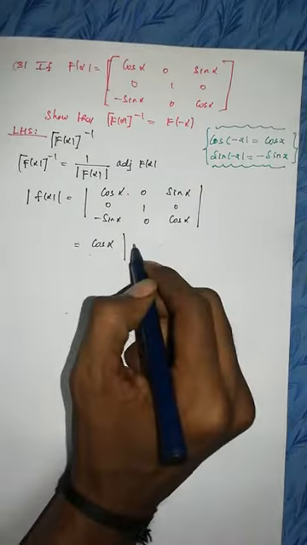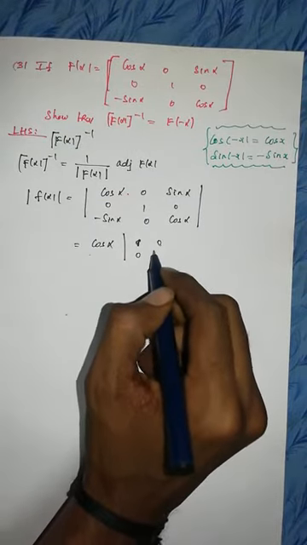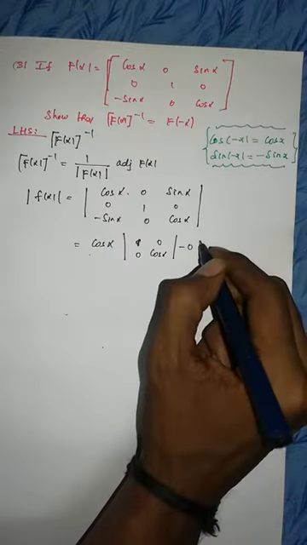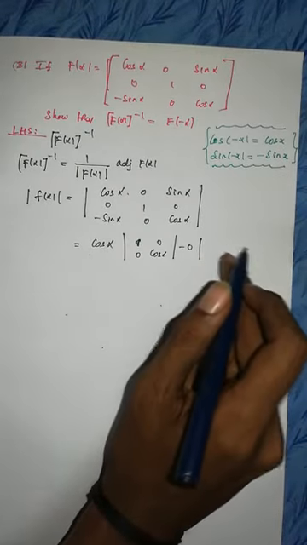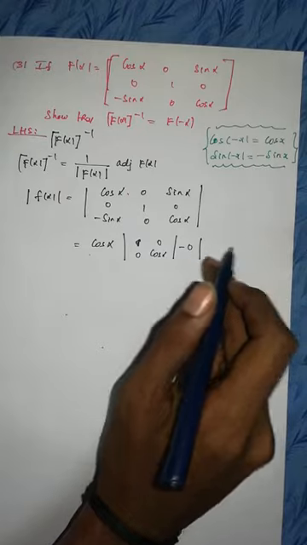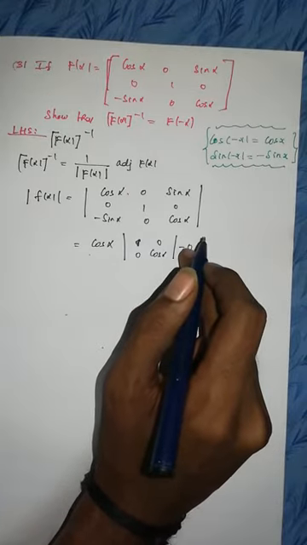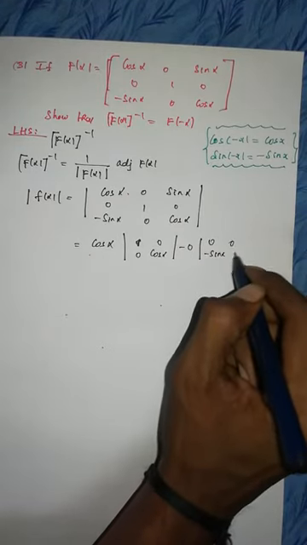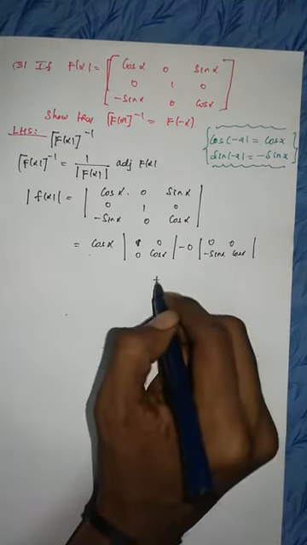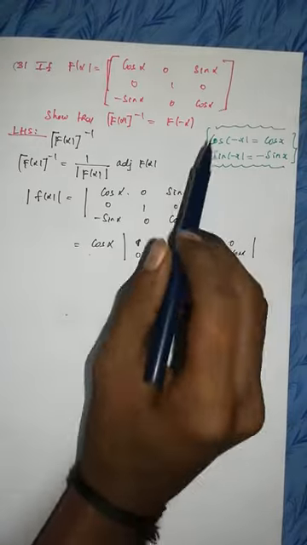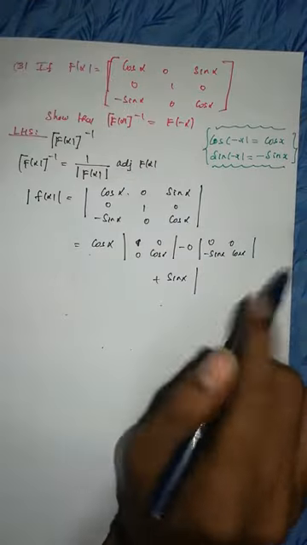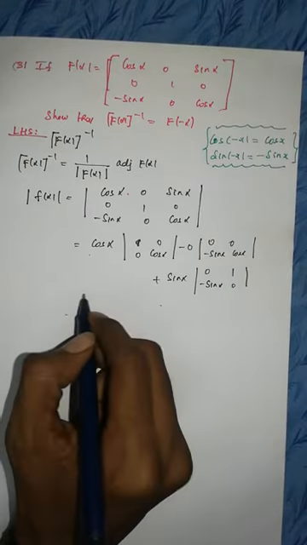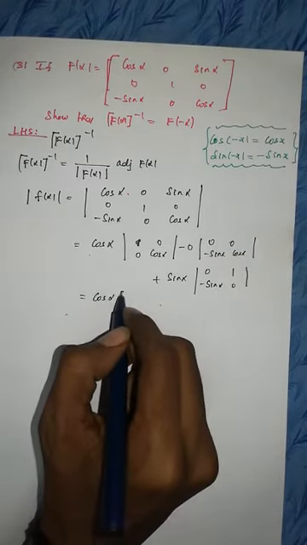You end up with 0 1 0 0 cos alpha, and then the second term is 0 here, so there is no point in writing these terms, since 0 multiplied by anything is 0. So here I have 0 0 minus sin alpha cos alpha plus sin alpha into, omitting the corresponding row and column, you will have 0 1 minus sin alpha 0, and you have cos alpha.